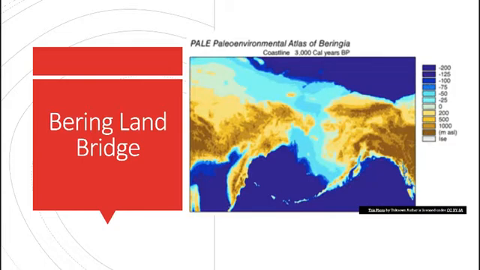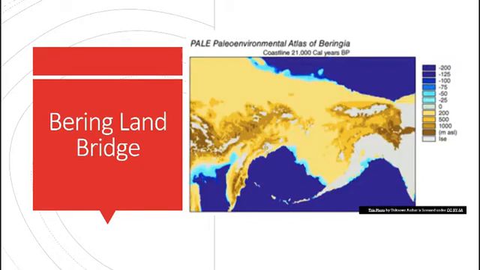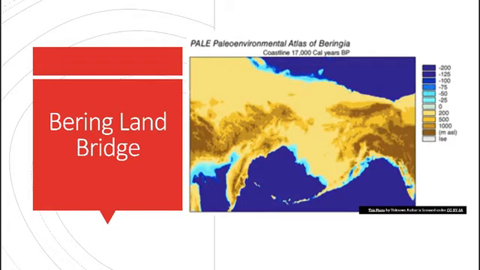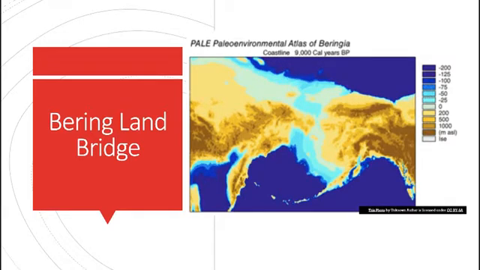But as the Great Ice Age was diminishing, so were the glaciers that were over North America. Because a lot of the seawater was contained in those glaciers, and there was so much seawater out of the ocean, it exposed more land. And part of this land that gets exposed is called Beringia, or the Bering Land Bridge.